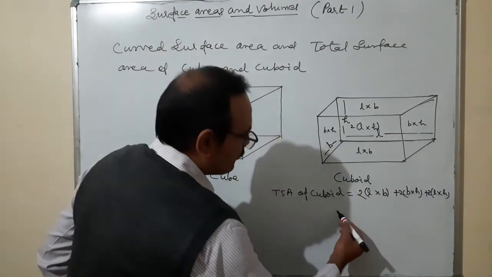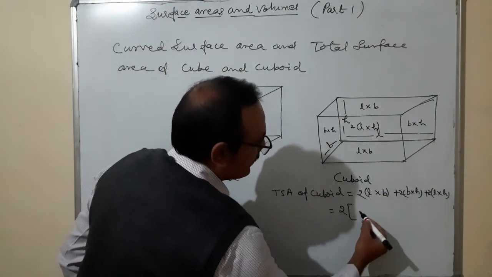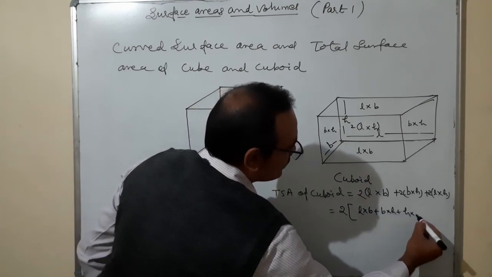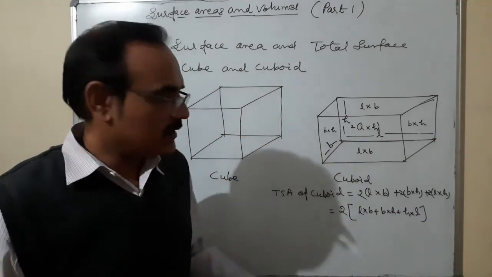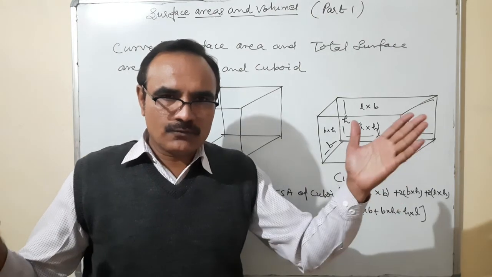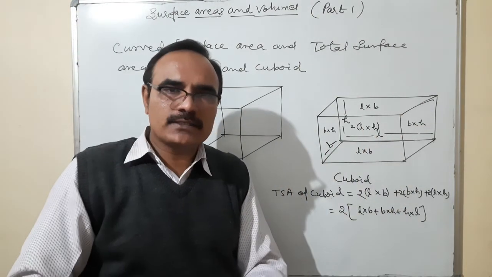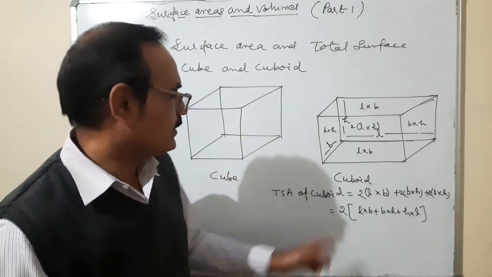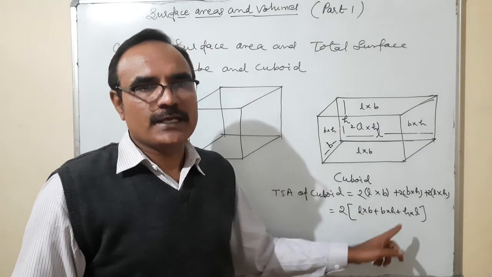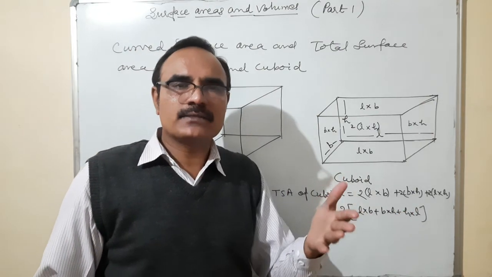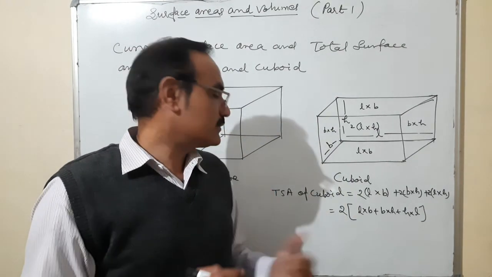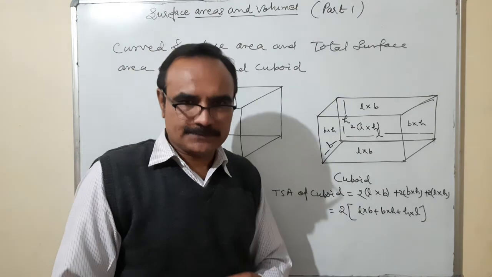If I take 2 common, it comes 2 times L into B plus B into H plus H into L. What is it? This is the total area of 6 rectangular faces, in which all 4 walls are included, and the floor and ceiling are also included. So it is the total surface area of cuboid, that is 2(LB plus BH plus HL). You can memorize it as the area of all 6 faces, area of 6 rectangles.